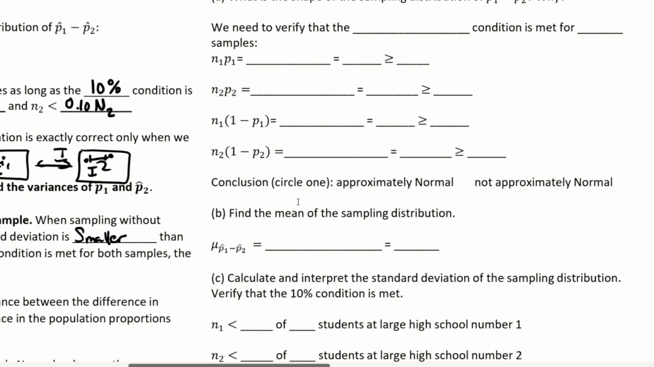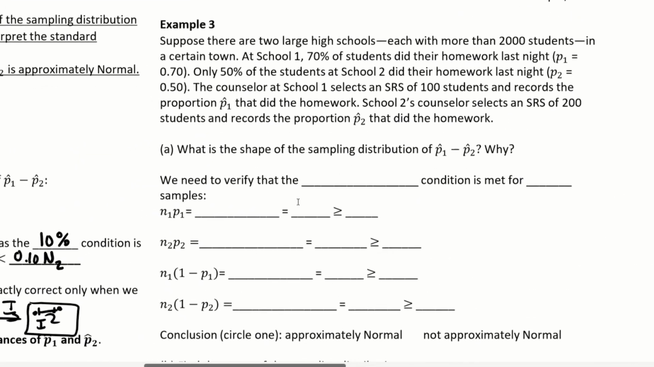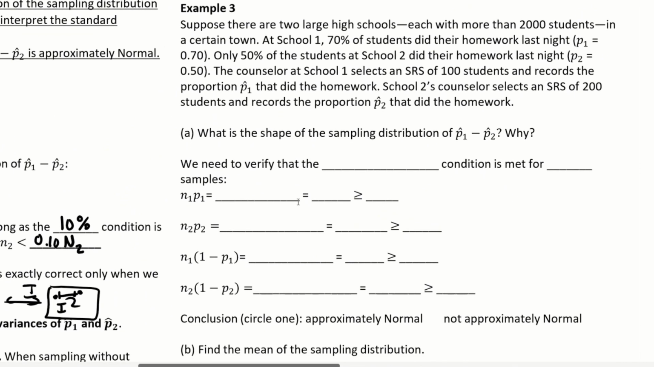All right, now let's look at example 3. Suppose there are 2 large high schools, each with more than 2,000 students, in a certain town. At school 1, 70% of the students did their homework last night, so they already told us P1 is 0.70. Only 50% of the students at school 2 did their homework last night, so there's your P2. The counselor at school 1 selects a simple random sample of 100 and records the proportion P1, and the counselor at school 2 does the same for 200 students.